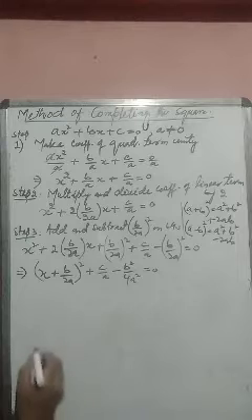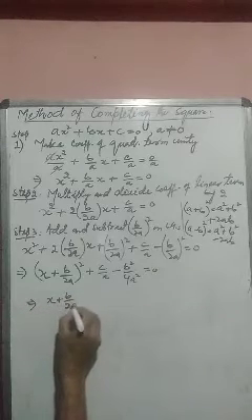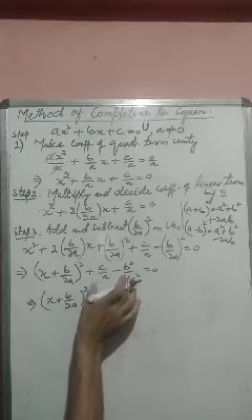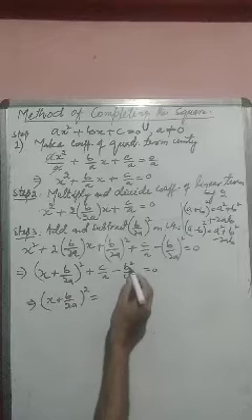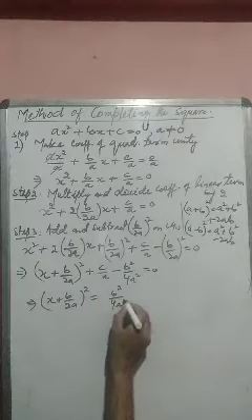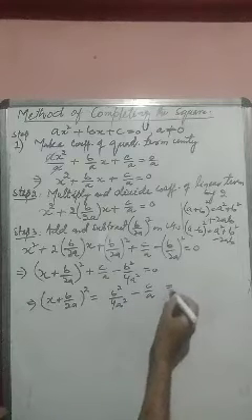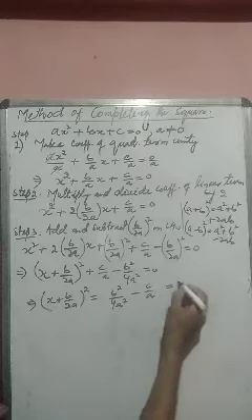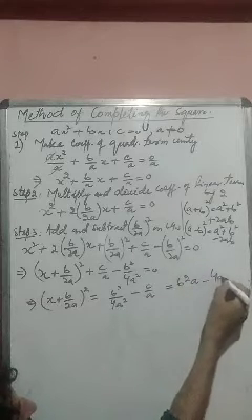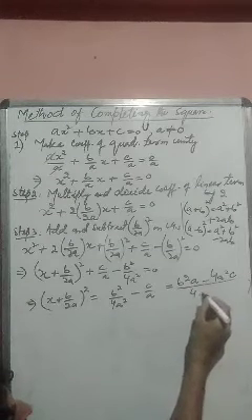Now it implies x plus b by 2a whole square is equal to. Now shift this quantity to the right hand side, it will become positive, this will be negative, so it becomes b square by 4a square minus c by a, or on cross multiplying you will get b square a minus 4a square c divided by 4a square into a.